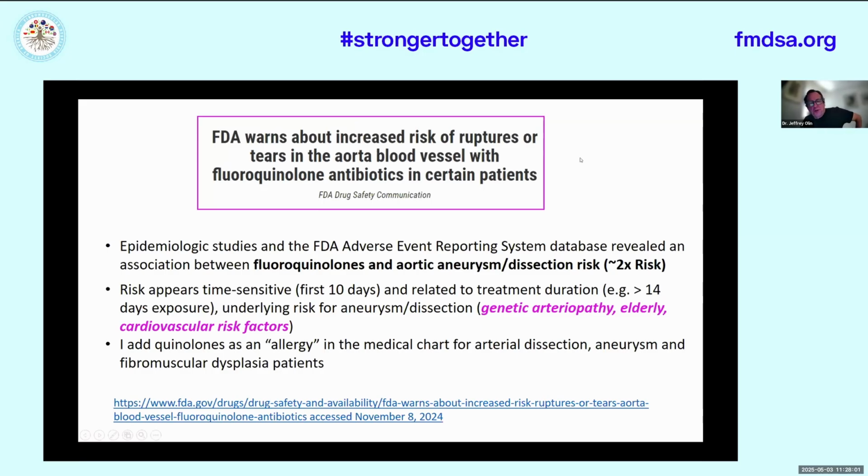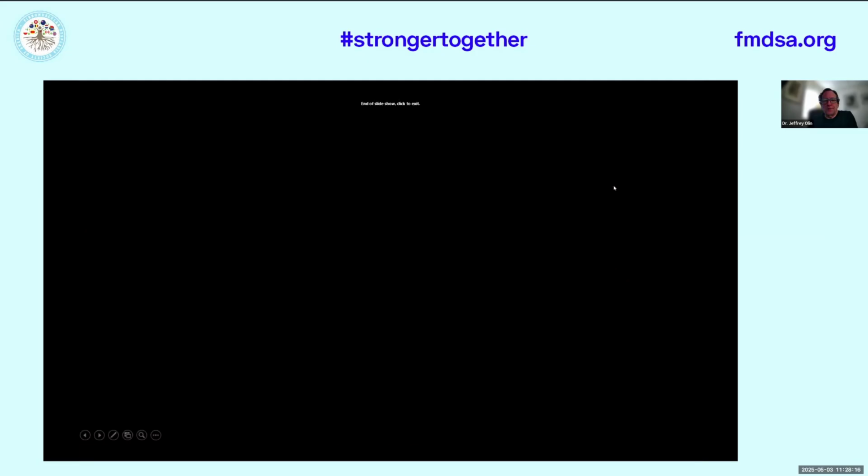And Daniela already showed this. No one who's had a dissection or probably FMD should take a fluoroquinolone antibiotic. It's clearly been associated with coronary artery dissections.